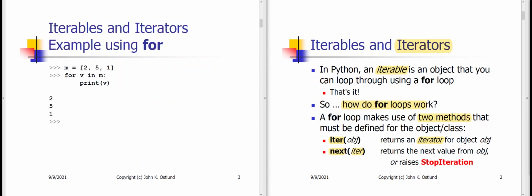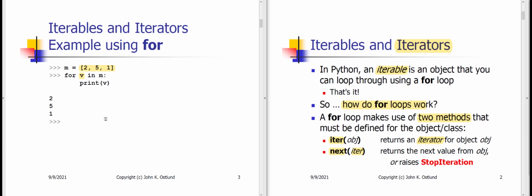Here we have a list, m, which we've defined to contain three integer values, 2, 5, and 1. And we're using a for loop with this variable v to step through the items in m and display those items on the screen with print one at a time. So the first time through the loop, a value of 2 is retrieved from m. That's the first value in m, and that becomes the value of v, and that's printed. The second time through the loop, v gets set to 5 and is printed, and the third and final time through, v gets set to 1 and printed.